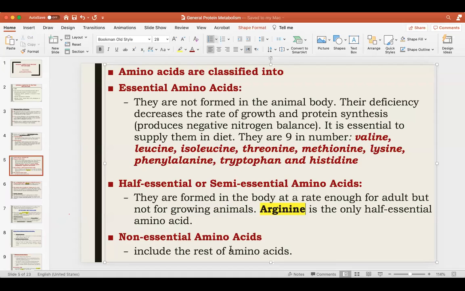Non-essential, the remainder. And you have studied protein chemistry, and you have known that we have 20 amino acids, so you have to memorize all of them to remember which of them are essential, which of them are semi-essential, which of them are non-essential. Is this clear?